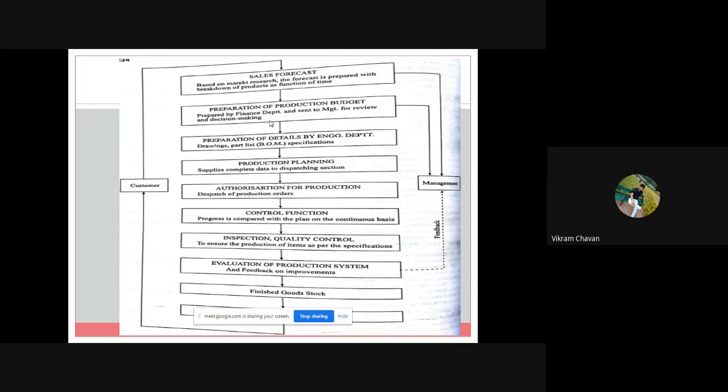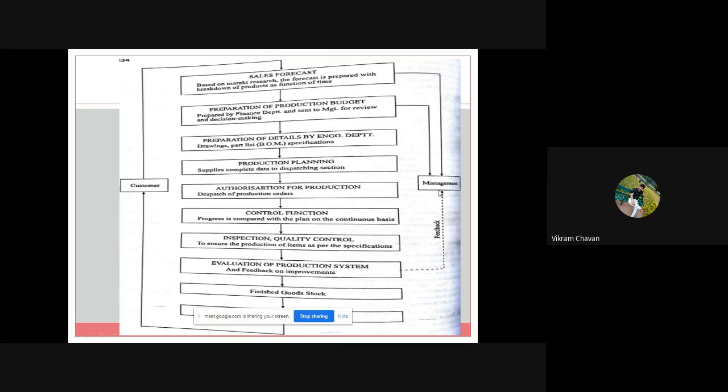Okay, then next is nothing but preparation of production budget. Here we can see that this particular sales forecasting block is connected to the management. So whatever reports are generated by the marketing team, or we can say the sales team, related to the sales forecasting, will be submitted to the management for the further procedure, or for the further planning phase.